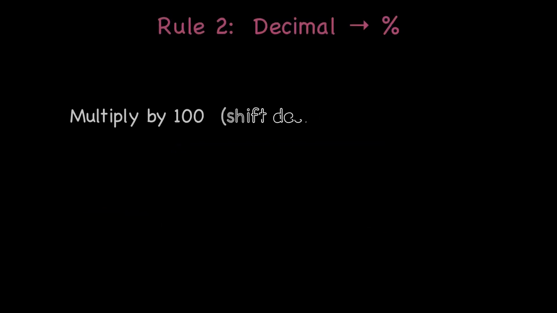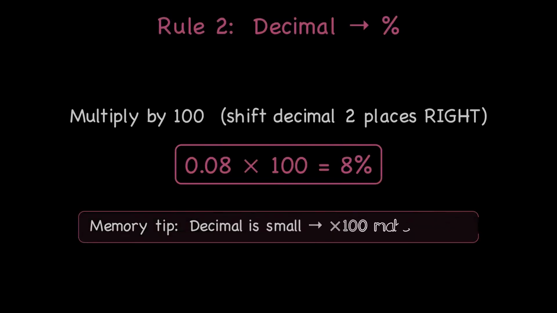Rule 2, decimal to percent. Multiply by 100. Shift the decimal point 2 places to the right. 0.08 becomes 8%. Memory tip: the decimal is small, so multiplying by 100 makes it a percent.